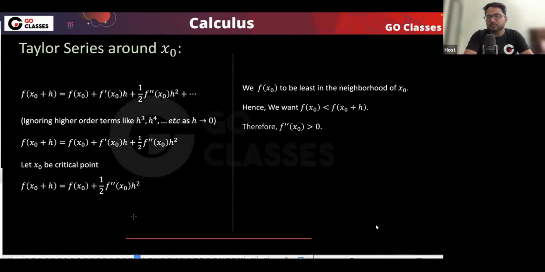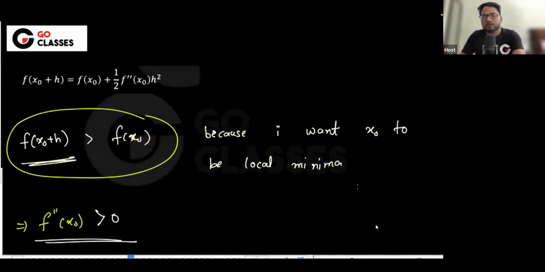It's extremely easy. So just pay attention to what I'm saying and try to grasp it. If it is easy, then even before I explain it, you should be getting it. If this is the relationship someone gives you, and if someone asks that this has to be greater, then obviously this should be positive, right? See, this is the relationship, and I want this f x naught plus h to be greater. Why? Because this should be minimum.